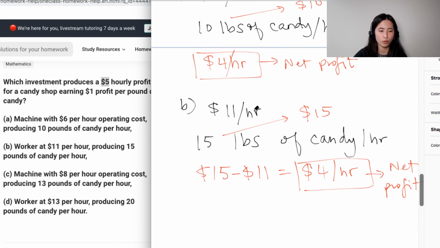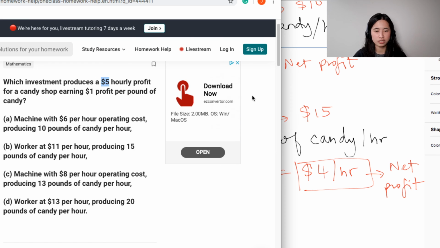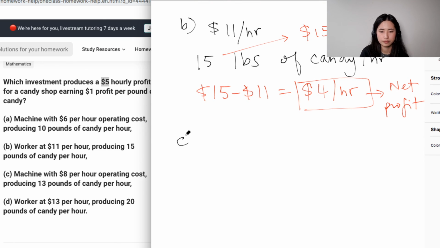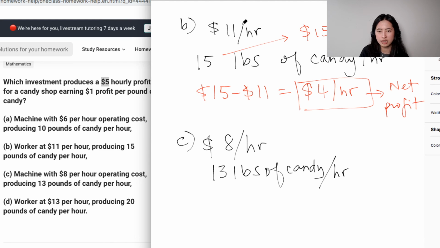So that's your net profit. Okay, so apparently so far for A and B, we're just getting $4 per hour, right? So we haven't really arrived at $5. So we need to go on and look for that. So for part C, machine with $8 per hour operating costs producing 13 pounds of candy per hour. By the way, the pounds is of candy, so we can just say pounds per hour. So as you can see, this is going to be $13, right? So 13 minus 8 is going to be $5 per hour. So this is your net profit.